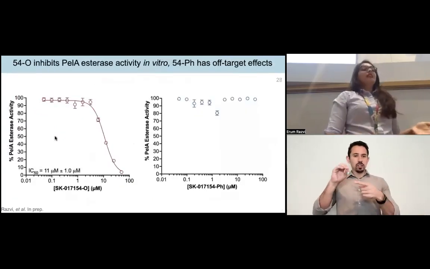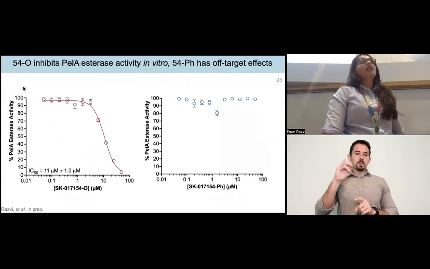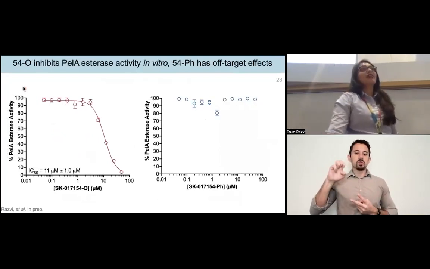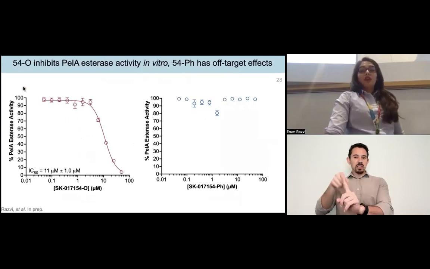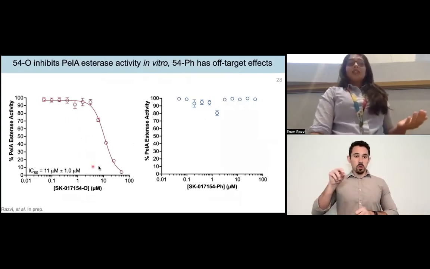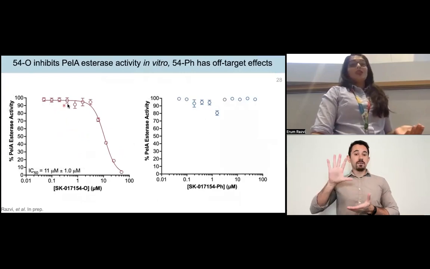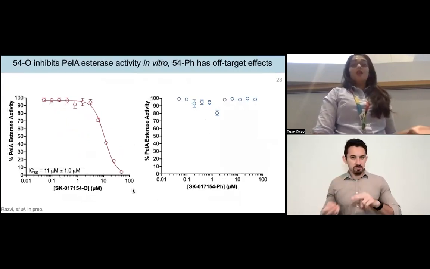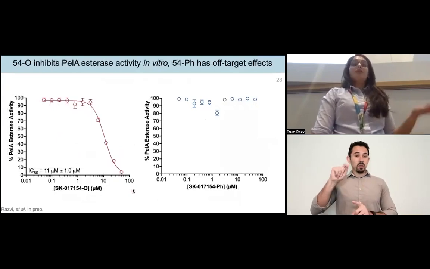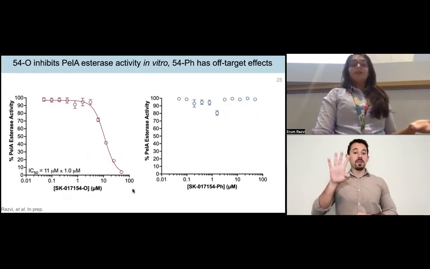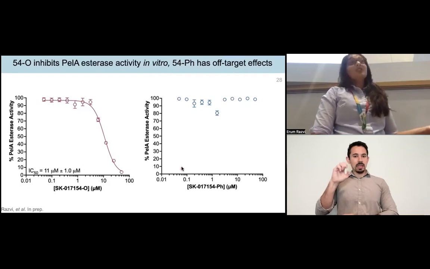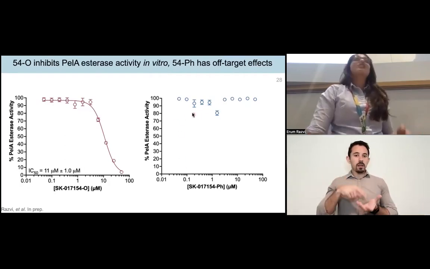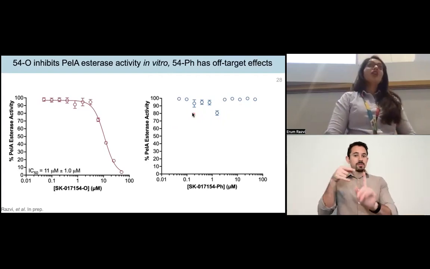I then generated an IC50 curve using recombinantly expressed PelA and a fluorogenic pseudosubstrate to detect esterase activity in vitro. With increasing concentrations of 54O, PelA's esterase activity decreased. So this titratable response supports that 54O is targeting PelA esterase activity. Interestingly, 54PH did not have a titratable response, revealing it is not targeting PelA and has off-target effects.